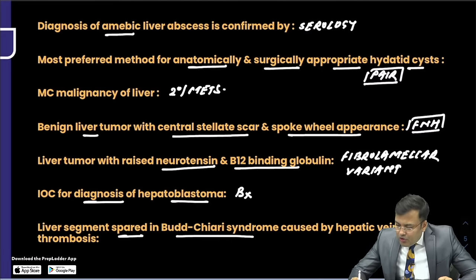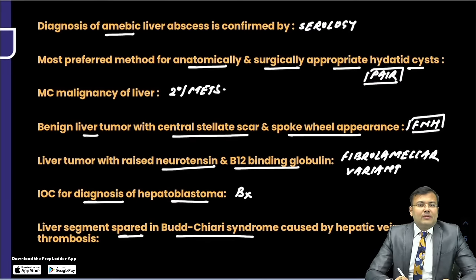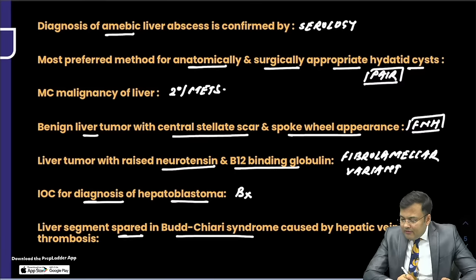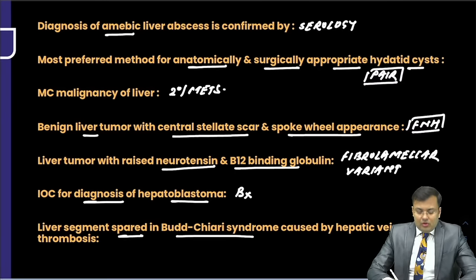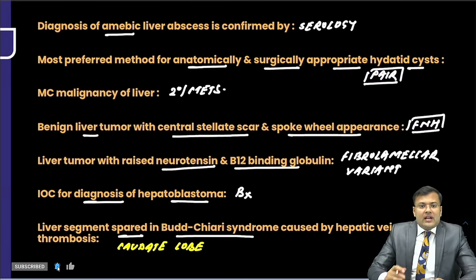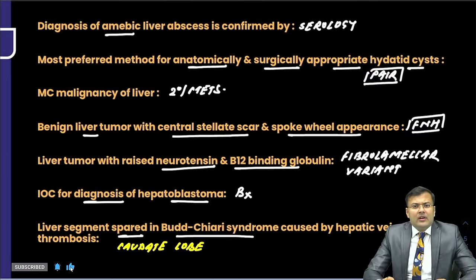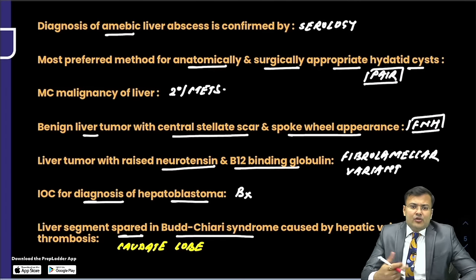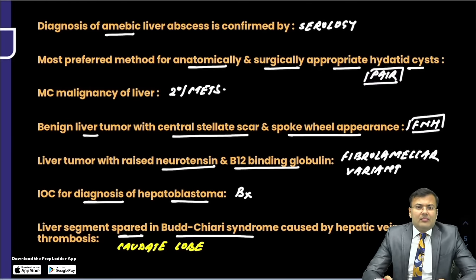Yes, Nishay Ghonge, first person to reply. Very good. The correct answer is caudate lobe. Caudate lobe is spared because its venous drainage goes directly into the IVC. In Budd-Chiari syndrome, if there is obstruction with hepatic vein thrombosis, this segment is spared.